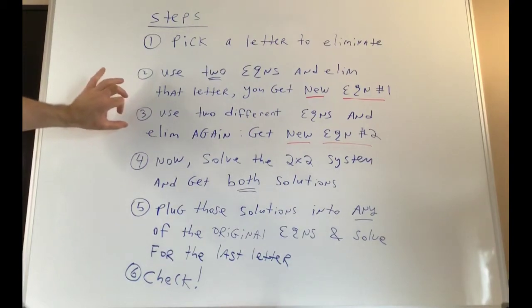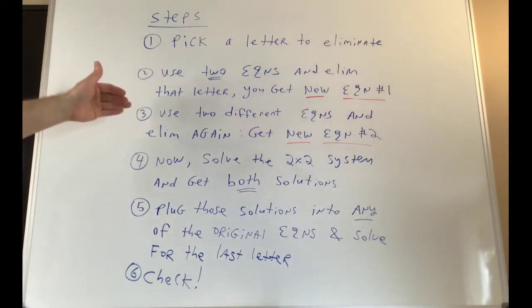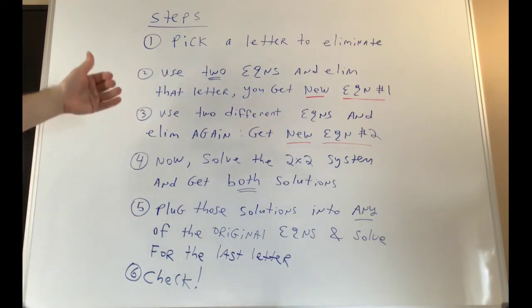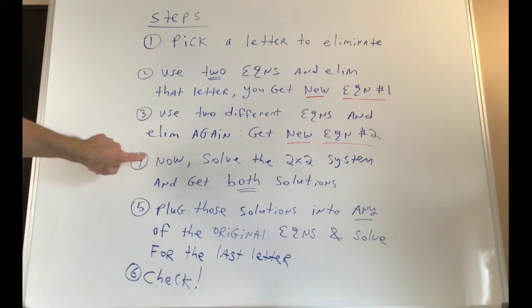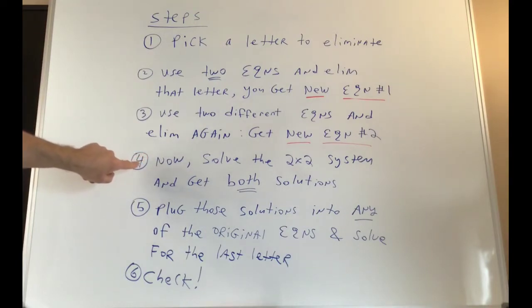Then I'm going to do it again. Now I have to pick 2 different equations. I mean, there are only 3 of them, so they can't be that different. You're going to pick, say, the top one and the bottom one and eliminate Z a second time, and make another equation with an X and a Y. What you just did was build yourself a 2 by 2 system, which was the last lesson. If you forgot how to do that, go back and watch that lesson.